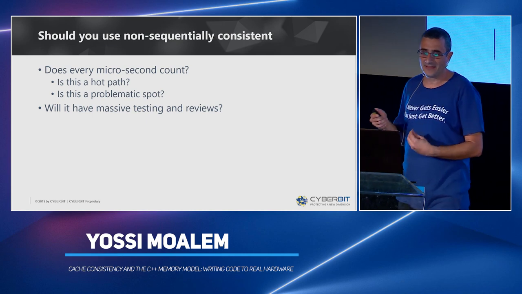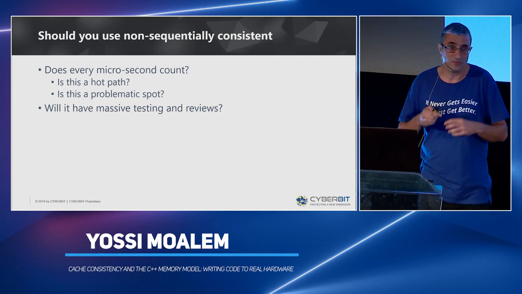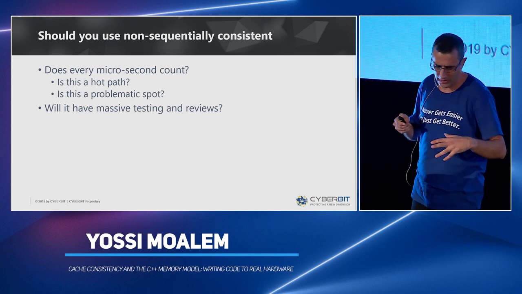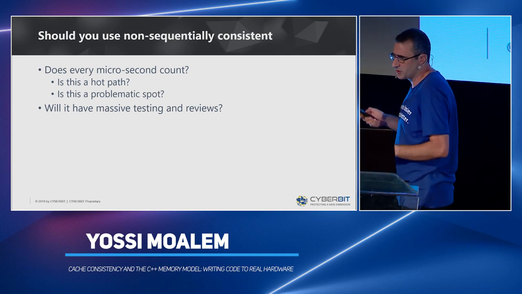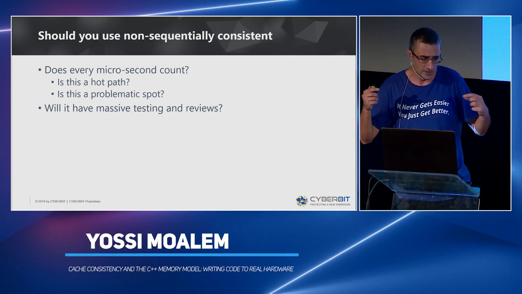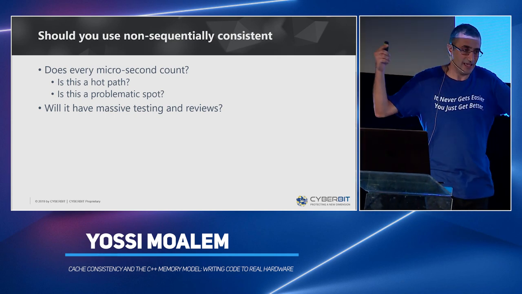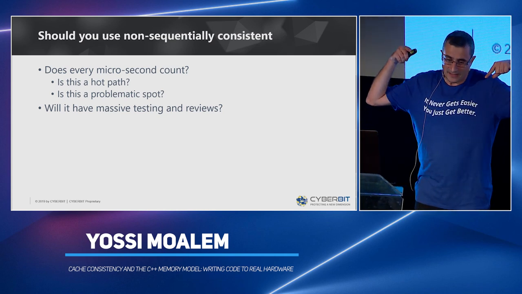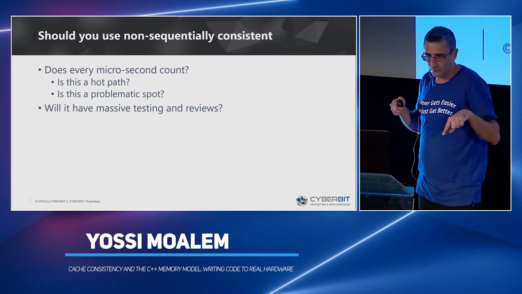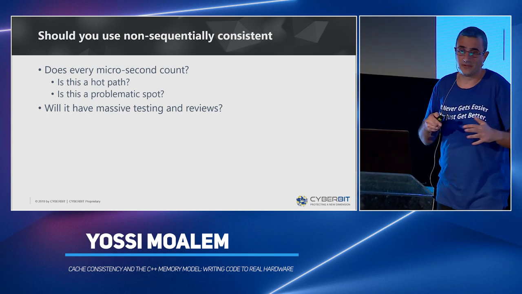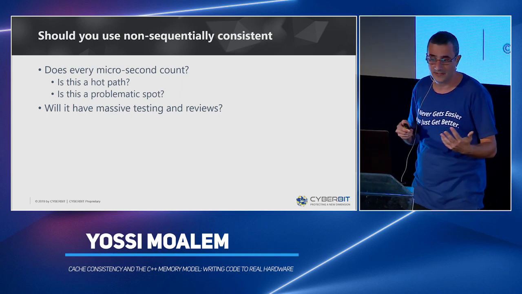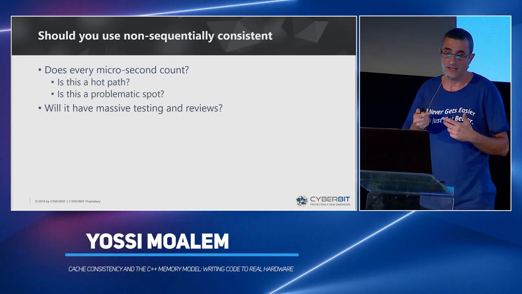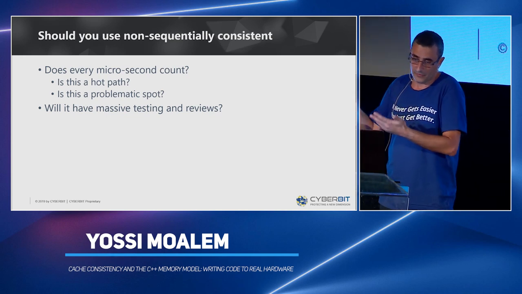Can you have massive testing and a lot of reviews about it? And massive testing does not mean, yes, we're releasing in one month, QA will check it. No, we have to stress it a lot, build a tester that will create a lot of contention on these variables and will really, really test it. And you have to test it at least on all the architectures that you're releasing to. At least. If you have some other architecture you can test it on, it's even better.